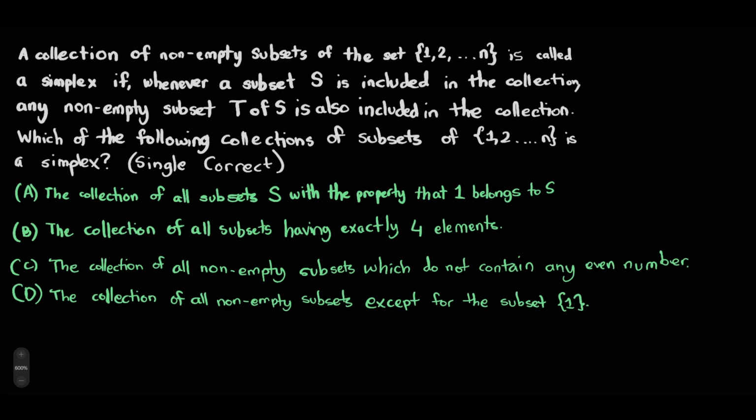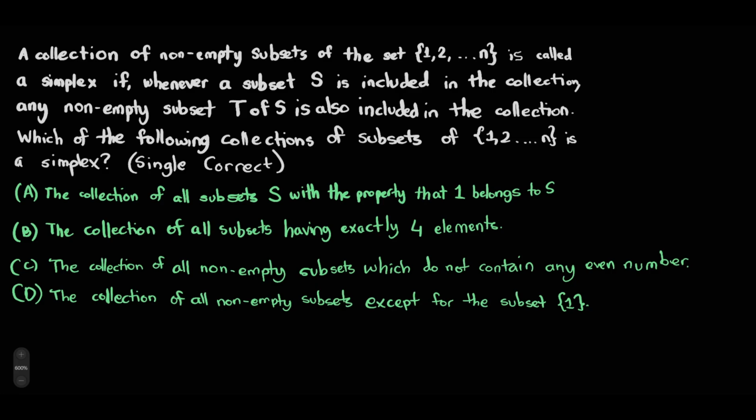A collection of non-empty subsets of the set 1 to n is called a simplex if, whenever a subset S is included in the collection, any non-empty subset T of S is also included in the collection. Now let's first see what this means.